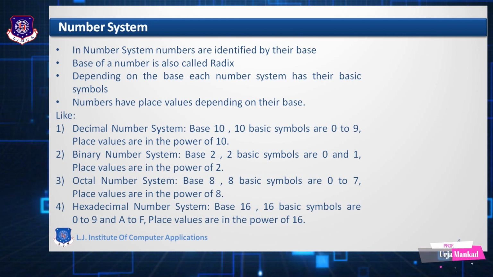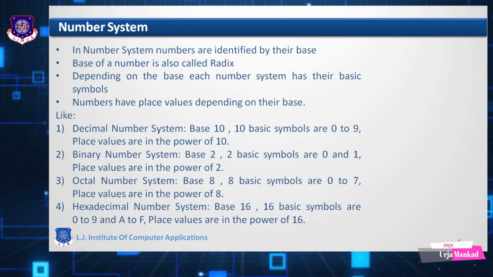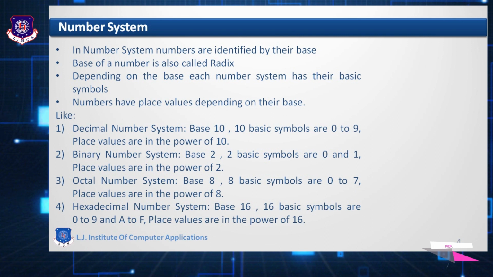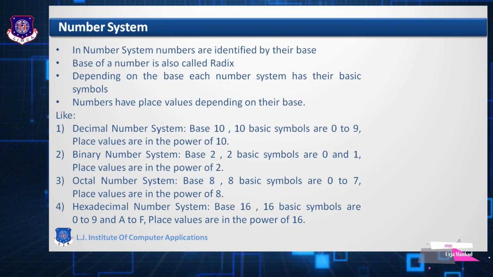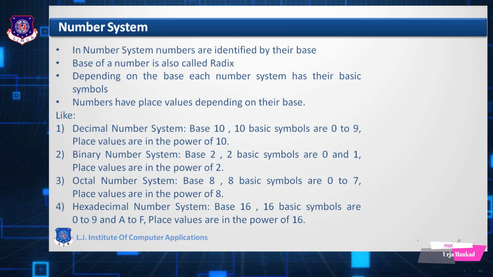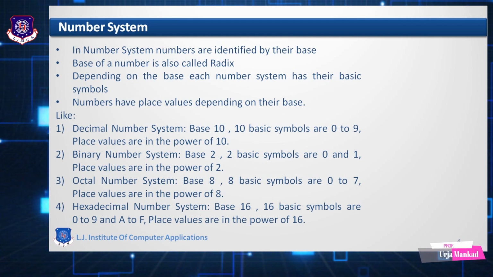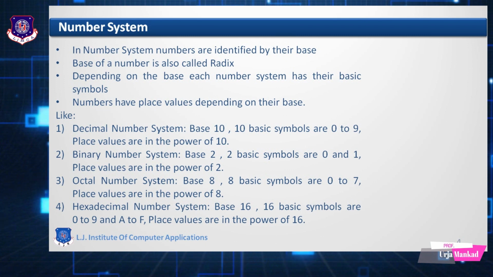Similarly, other number systems are binary, where base is 2 and basic symbols are 0 and 1. Octal number system, where base is 8, means we are forming numbers using digits 0 to 7. These are the basic symbols, digits of an octal number. After that, hexadecimal number system, where base is 16. When we say base is 16, basic symbols are digits 0 to 9 plus letters A to F. So, a total of 16 basic symbols are used to form a number in hexadecimal number system.